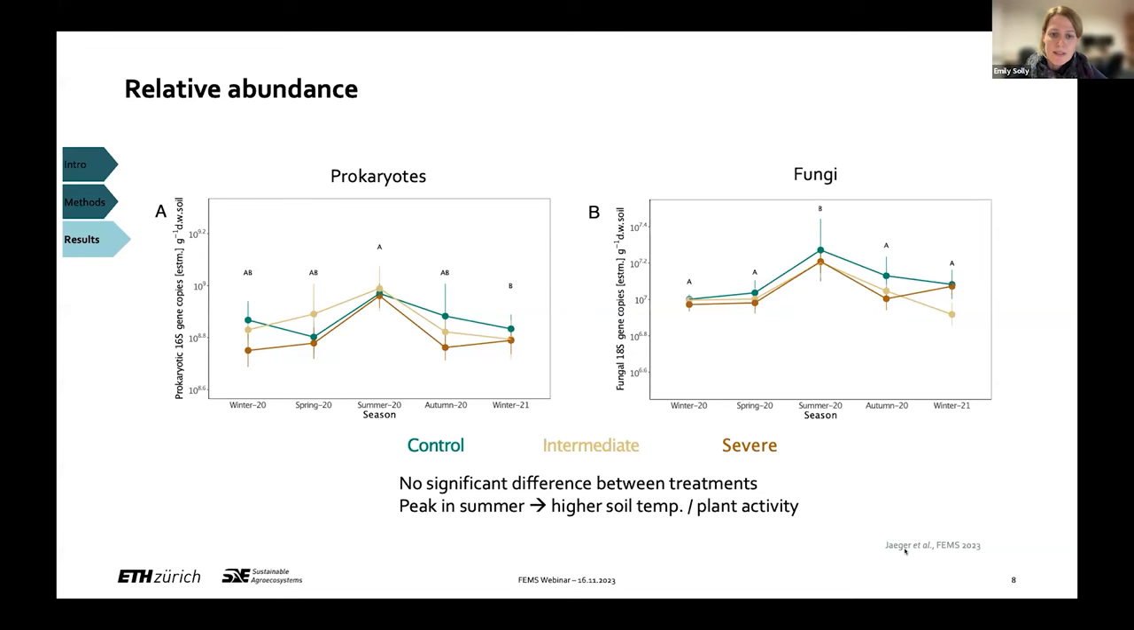And so the higher input also of carbon by the plant, which will continue to have the sustained growth, might have also acted as a good energy source for the microbial communities, especially during summer.